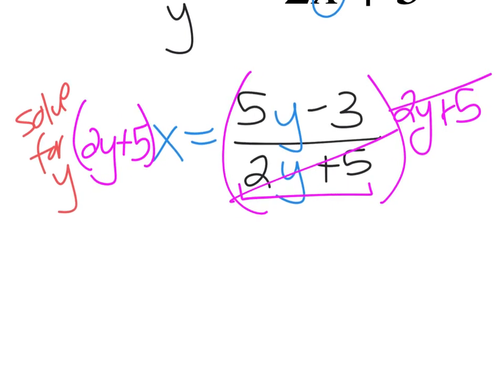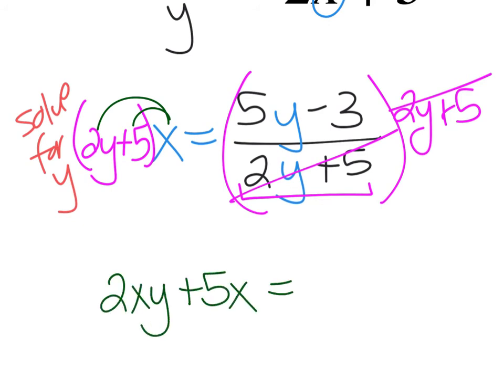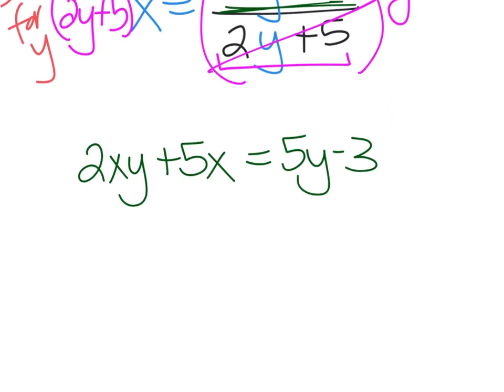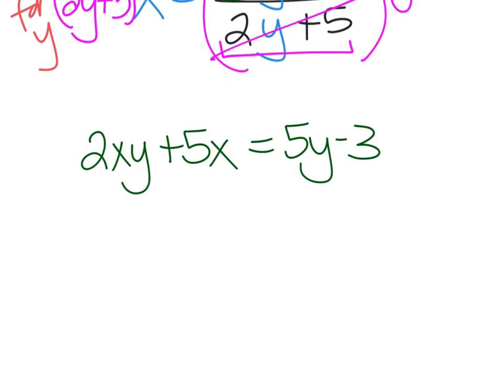On the left, we do need to distribute and multiply both of those by x. So it'd be 2xy plus 5x equals 5y minus 3, that's left in the numerator on the right-hand side. So now there's no more fractions, but we do have multiple y values. So what we're going to do is get the y values on the same side. So the two terms that have y are this 5y and then the 2xy. So let's get those on the same side.